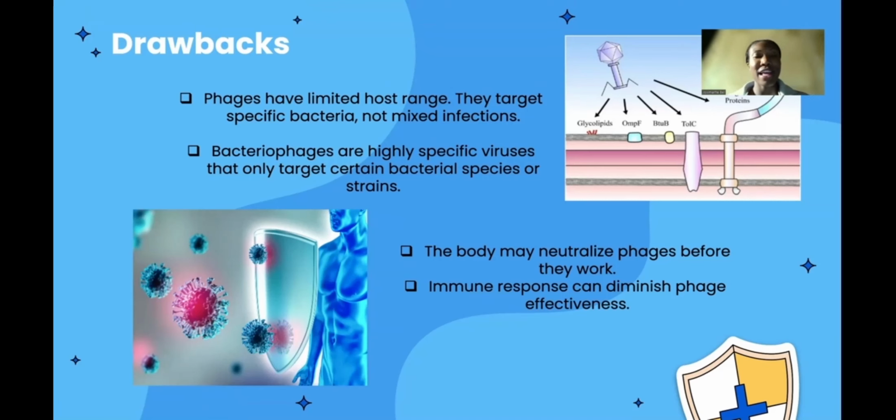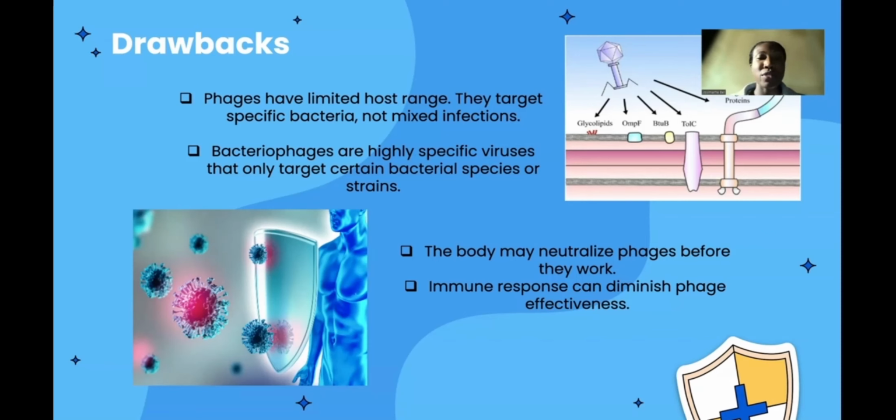Bacteriophage therapy has a lot of drawbacks, and one of the key drawbacks is its limited host range. Phages have limited host range, and they target specific bacteria, not mixed infections. Unlike antibiotics, which often have broad spectrum activity, bacteriophages are highly specific, and they only target certain bacterial strains based on unique markers on the bacterial surface, which could be both an advantage and a limitation.